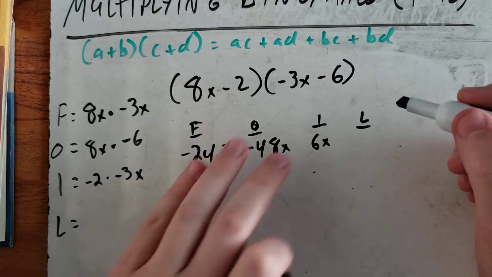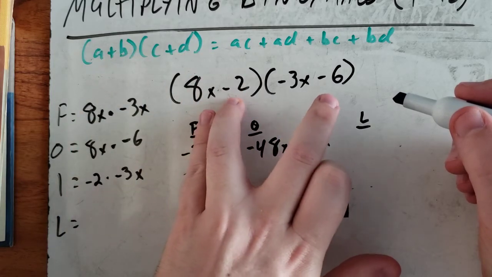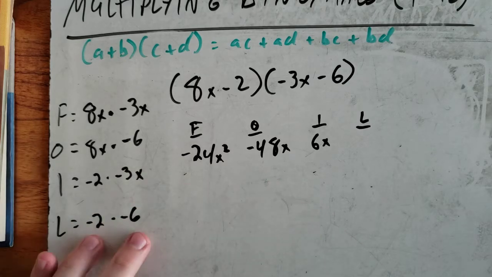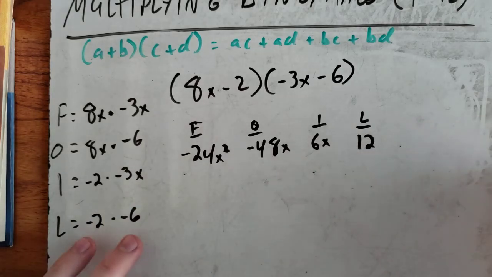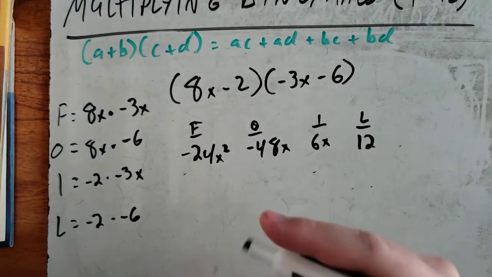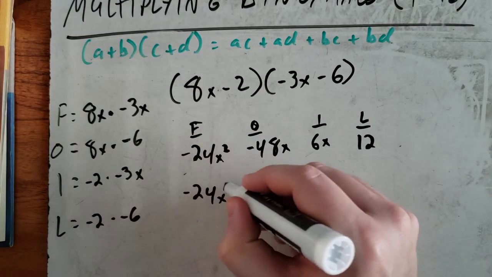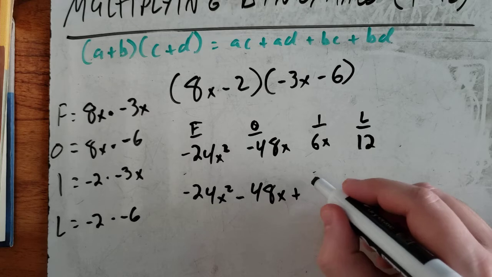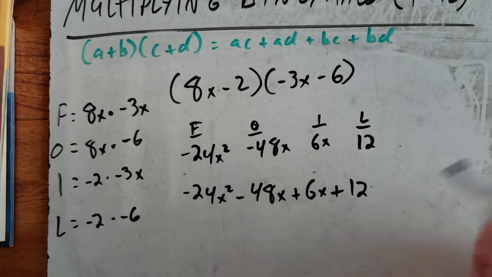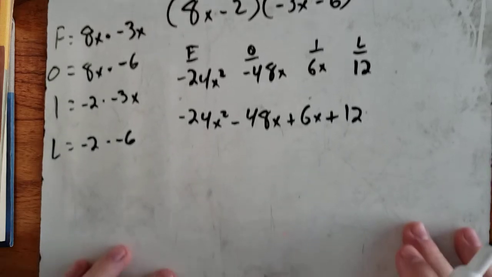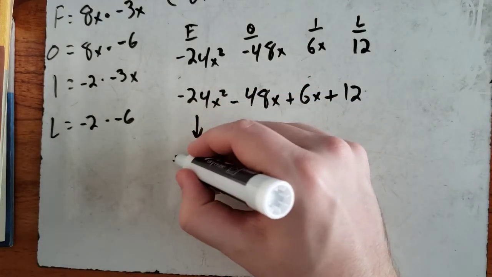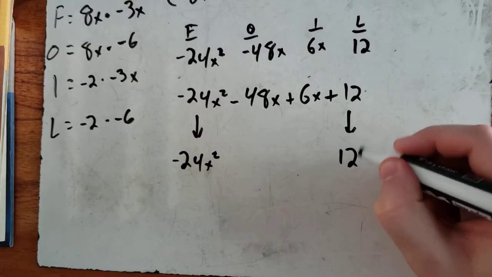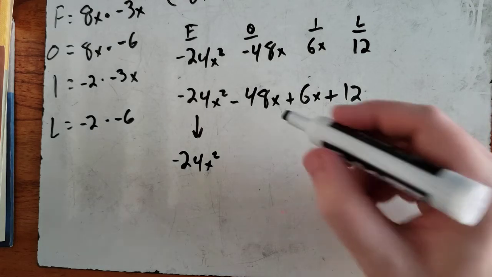And then L, our last terms, our B and our D terms, we have a negative 2 and negative 6. So negative 2 times negative 6. Multiply those together, and we get a positive 12. Make the equation. Negative 24x squared minus 48x plus 6x plus 12. All right, let's finish it up. Drop down your first term, negative 24x squared. Drop down your last term, 12. It's a positive 12, so plus 12.